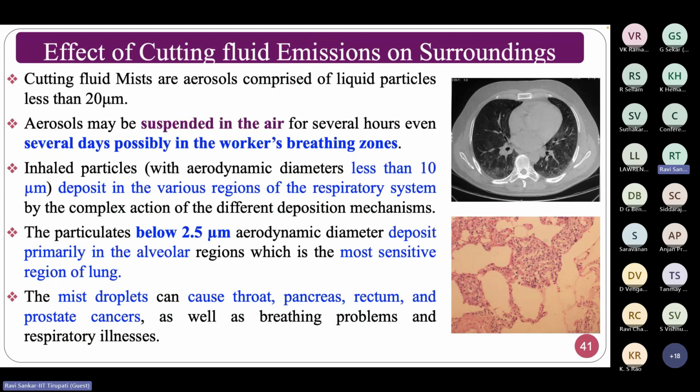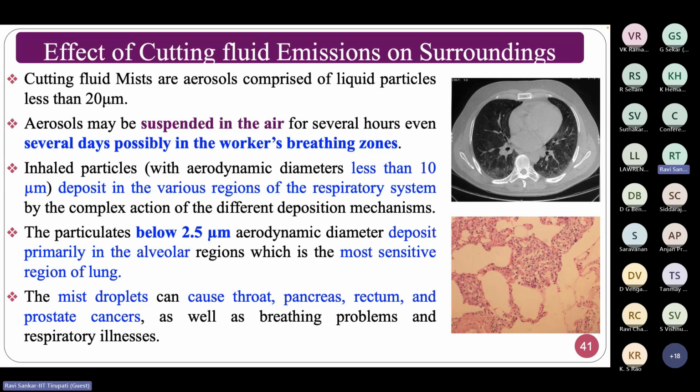So, cutting fluid emissions to the system and surroundings. For example, you might see some of the industries giving out a lot of emissions, and your houses may be adjacent to them. Some industries will give you quarters to stay inside the campus, and the industry is adjacent to you. So particulate matter comes, chlorinated paraffins will come, and PAH will come. So on, many things will come.